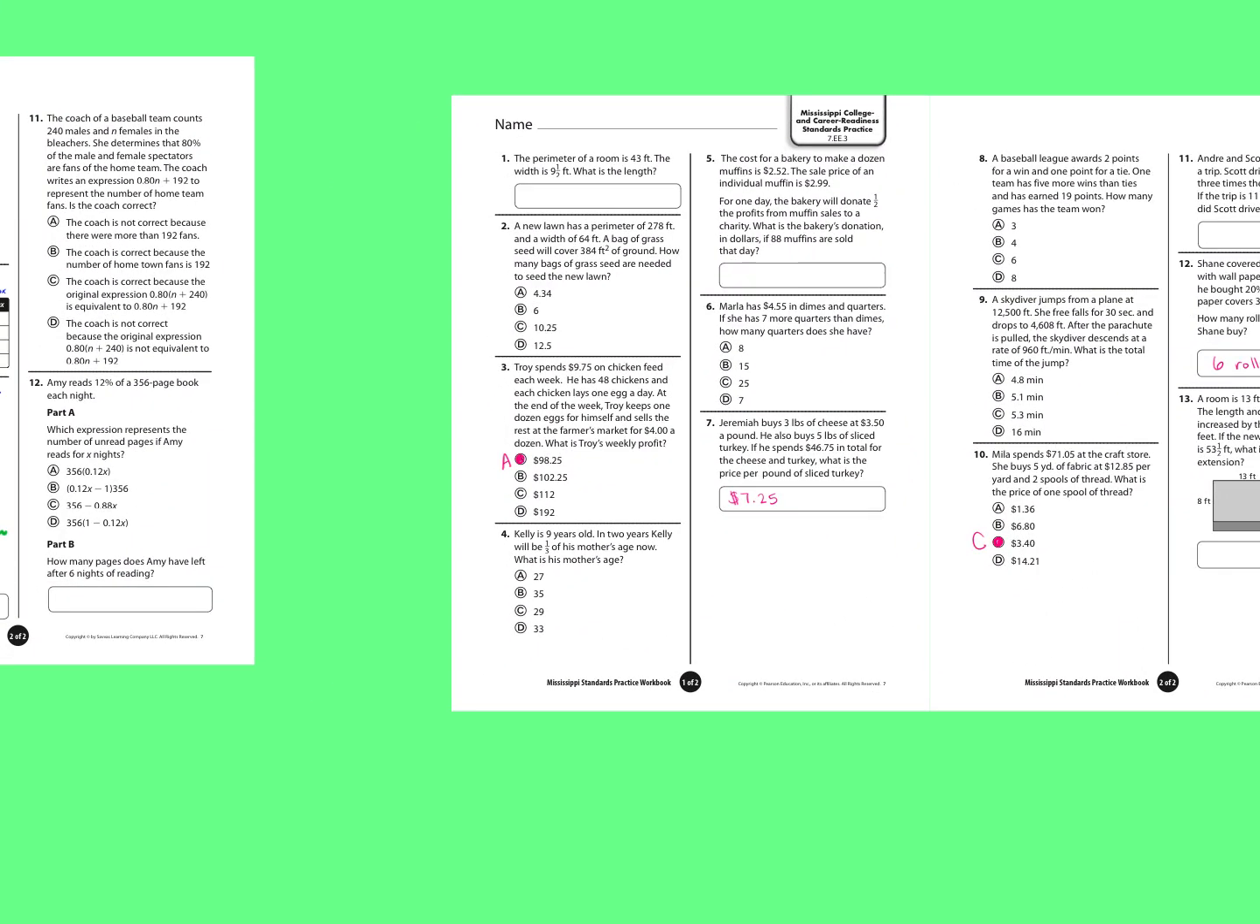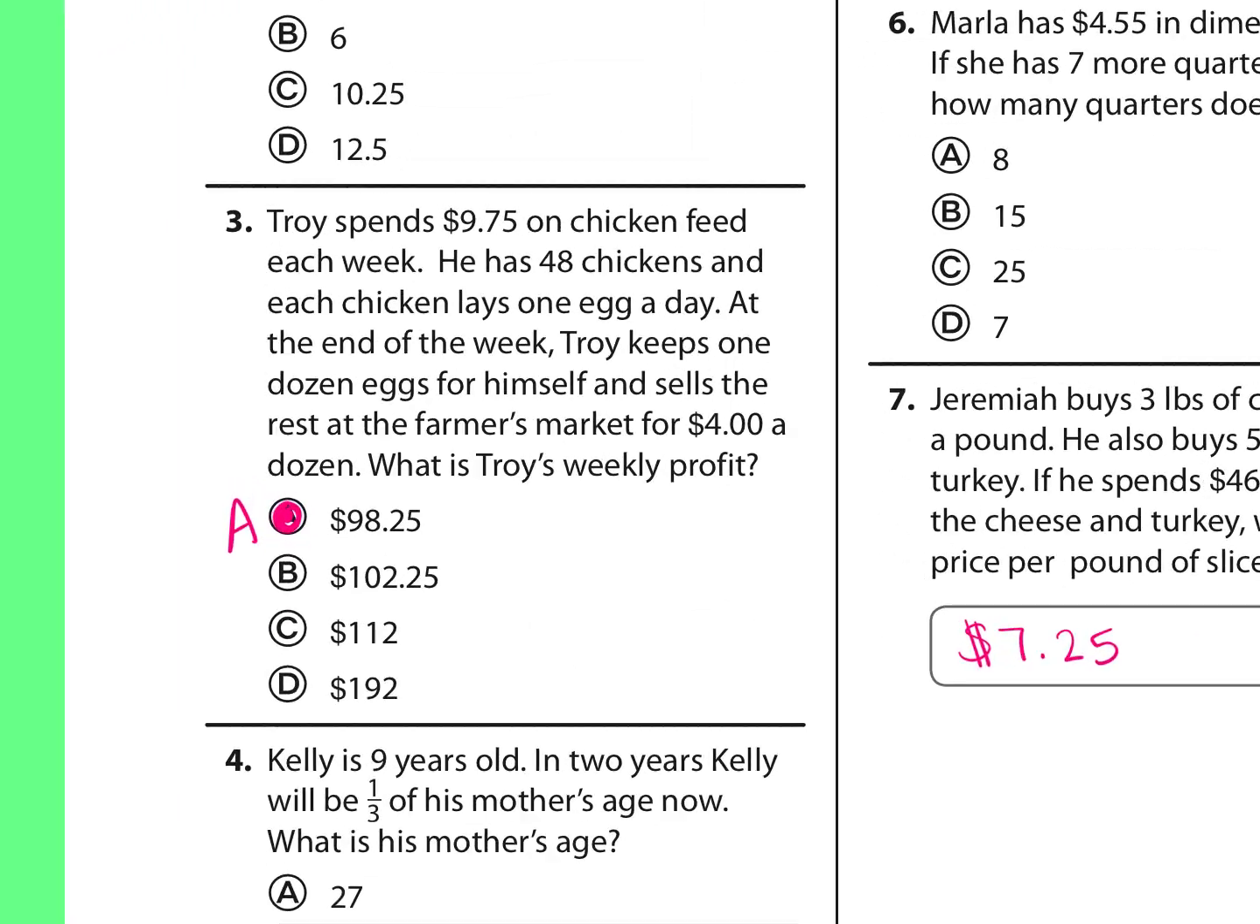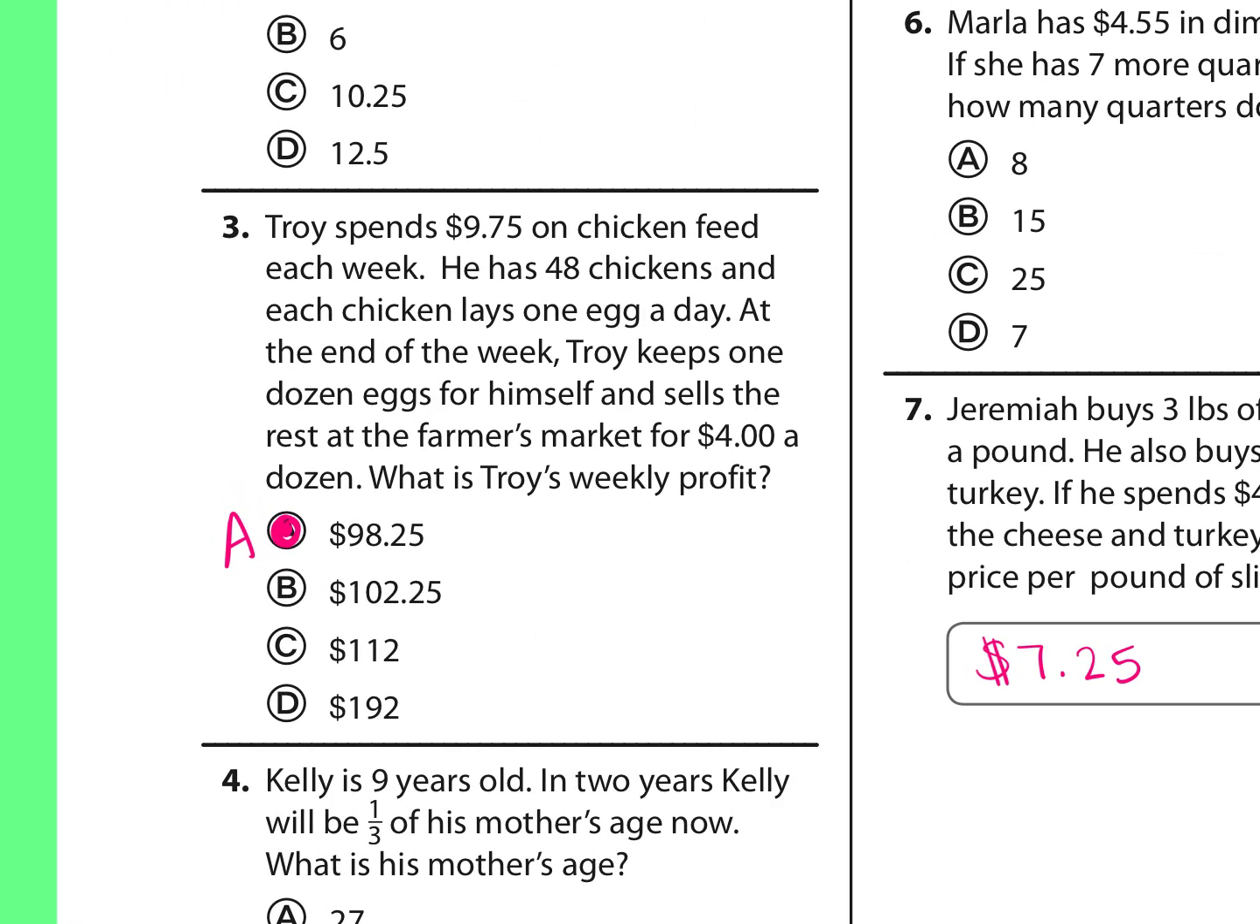Moving on to EE3. Troy spends $9.75 on chicken feed each week. He has 48 chickens, and each chicken lays 1 egg a day. At the end of the week, Troy keeps 1 dozen eggs for himself and sells the rest at the farmer's market for $4 a dozen. What is Troy's weekly profit?